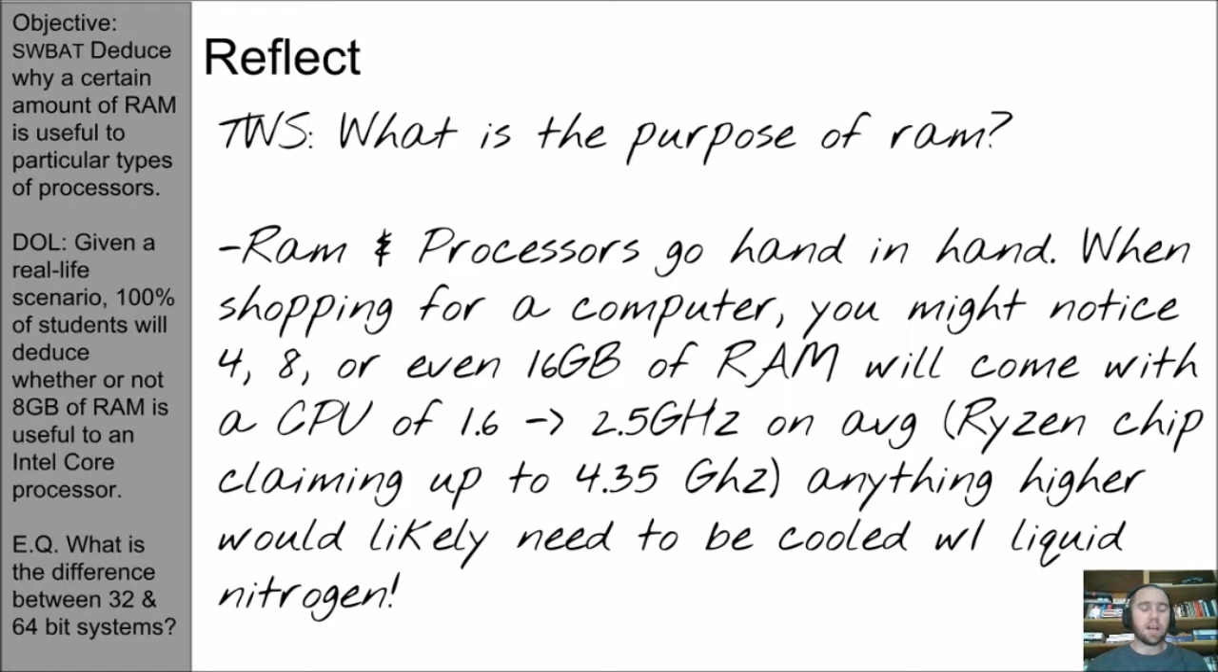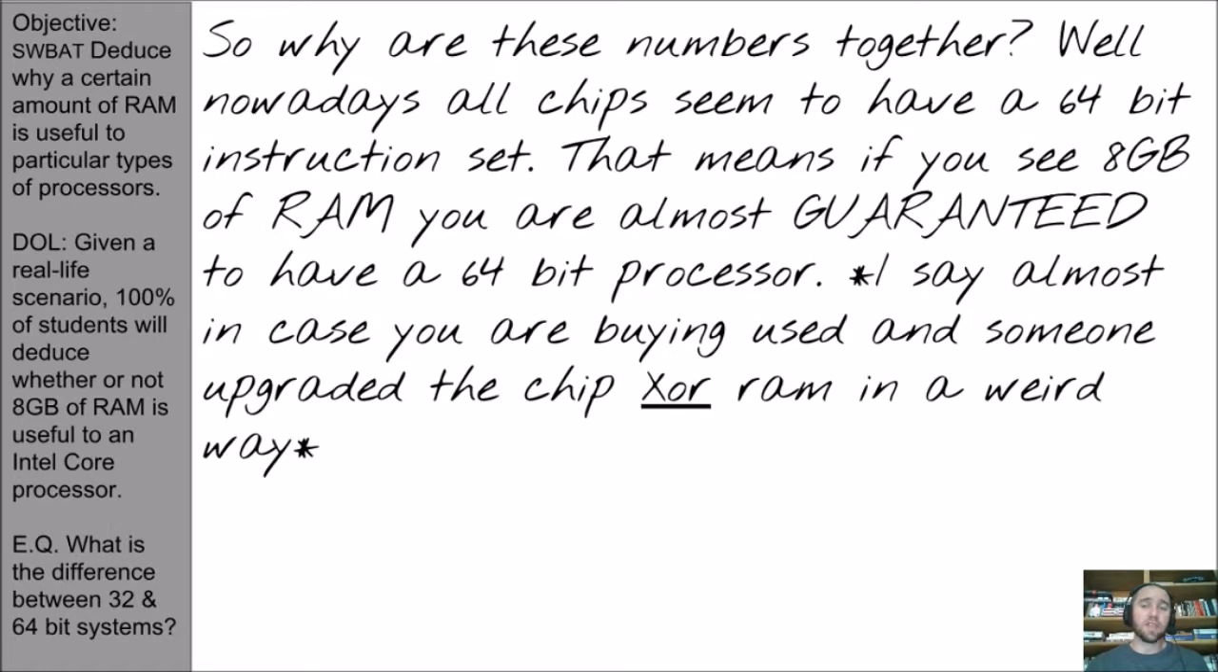But typically you're not going to buy a computer. Your average consumer isn't going to buy a computer right now, as of 2018, faster than 2.5 gigahertz. Anything higher would likely need to be cooled with liquid nitrogen. So why are these numbers together? Well, nowadays all chips seem to have what's called a 64-bit instruction set. That means if you see 8 gigabytes of RAM, you're almost guaranteed to have a 64-bit processor.